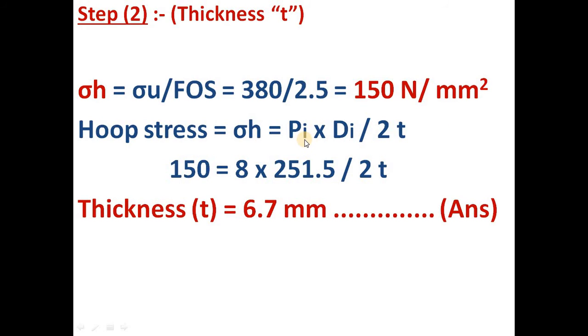Pi is given in the problem as 8 Newton per mm square. Di is obtained as 251.2. That can be given here. Then 2T, the only unknown is T. From this relation, T can be calculated as 6.7 mm. Okay, what a simple problem it is.